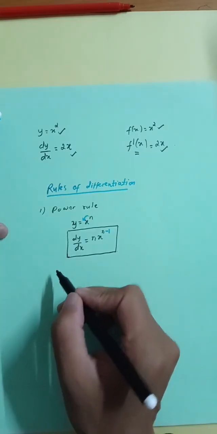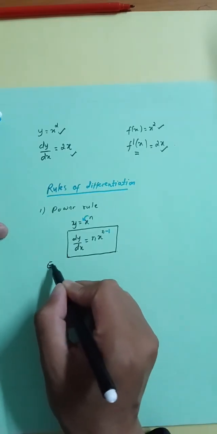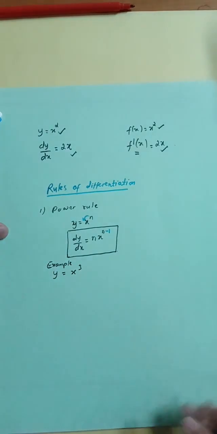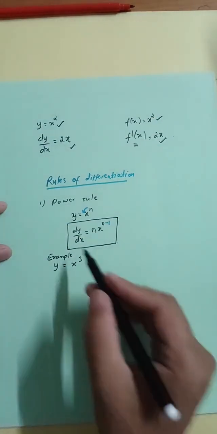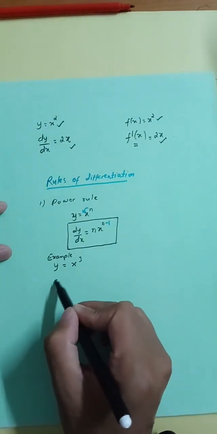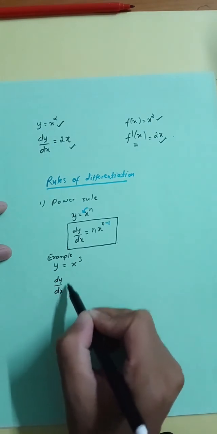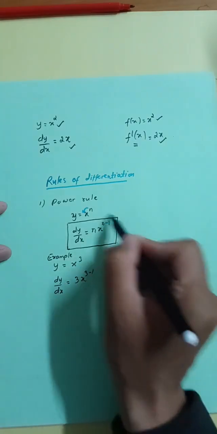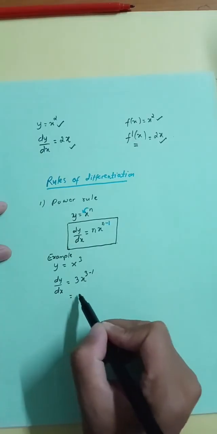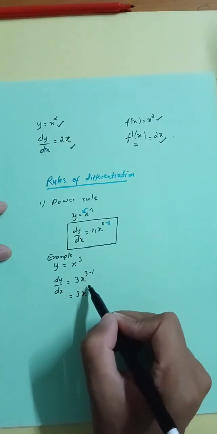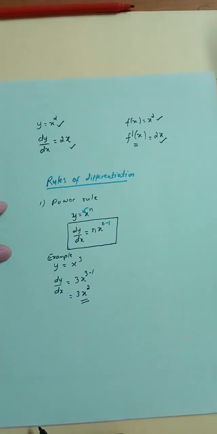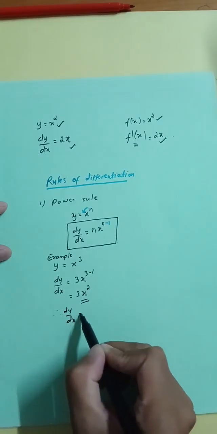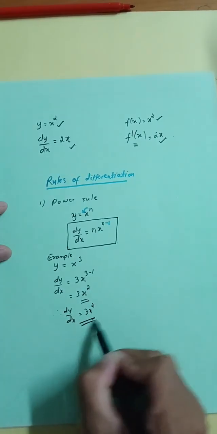Example: y equal to x raised to 3. This is type 1. The derivative dy over dx is equal to 3 times x raised to 3 minus 1, applying the rule, where x raised to 3 minus 1 is x squared. So this is the gradient function dy over dx. Therefore your dy over dx is equal to 3x squared, which is the gradient function.